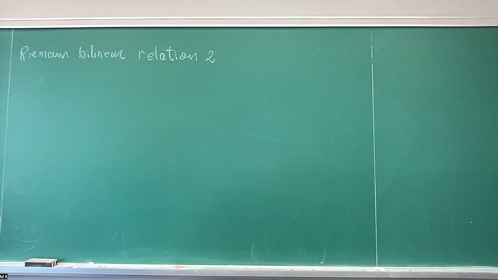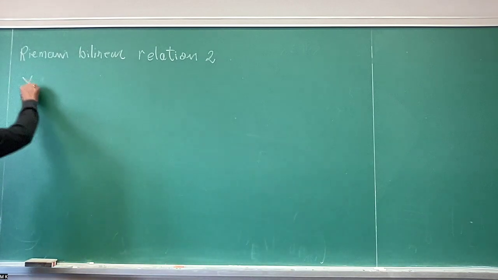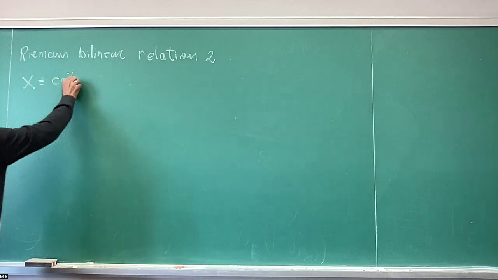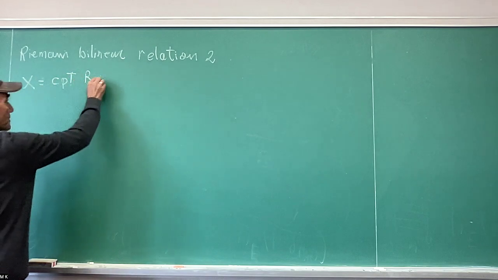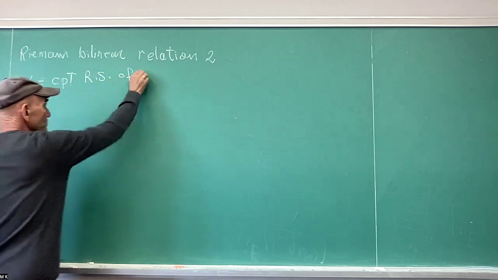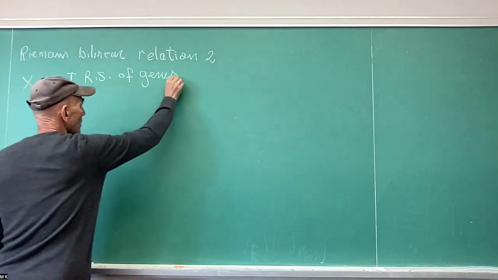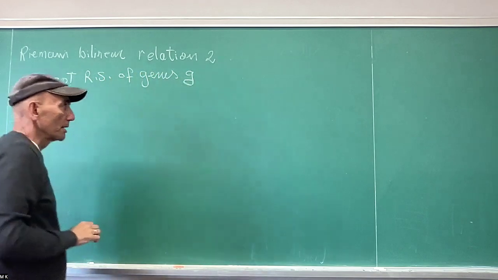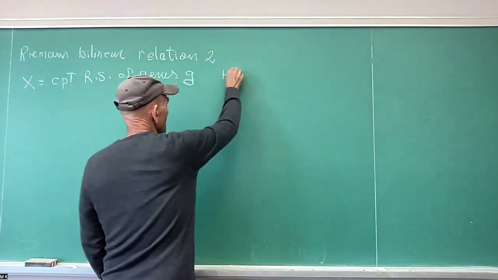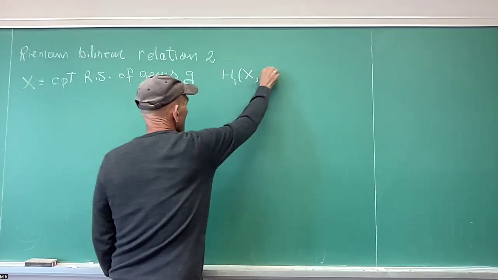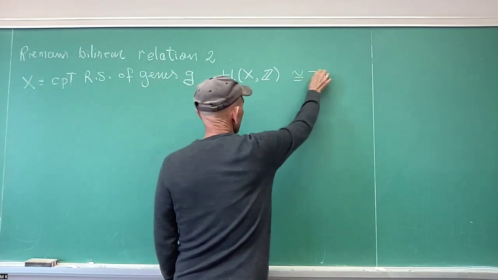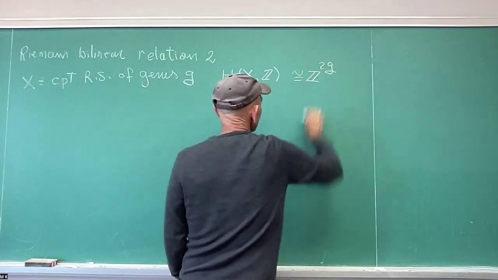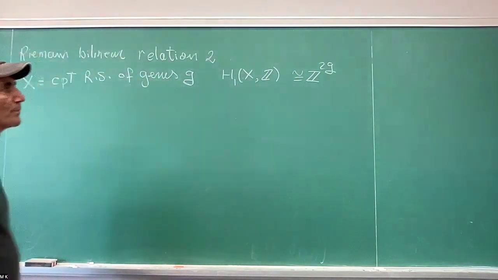Yeah, so our setting is, of course, like this. We have this X, which is a compact Riemann surface of genus g. And then we consider the singular homology with integral coefficients, which we know is isomorphic to Z to the power 2g, a free abelian group of rank 2g.